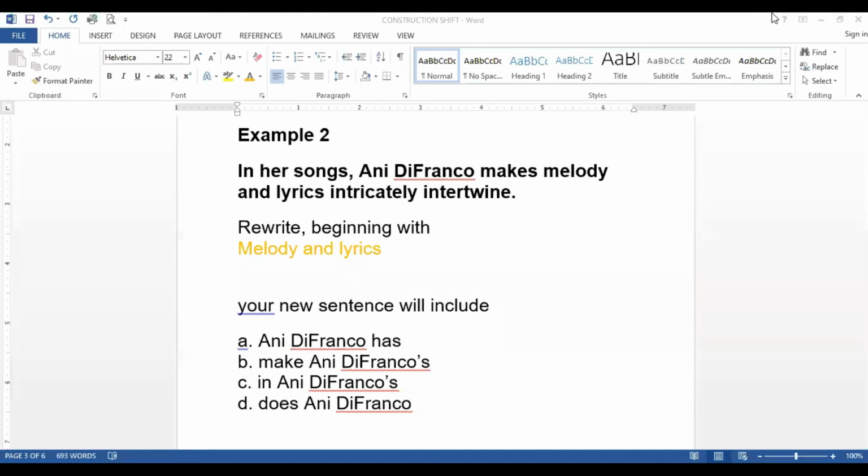Does Annie DiFranco intricately intertwine? Which do you think would be the better option here? I went through all of them. We know B and D, A and D is definitely out. So it's very good. It's C. As soon as you read that, you know it's C, right? Melody and lyrics in Annie DiFranco's, we're talking about her songs, are intricately intertwined, or they're nicely or smoothly put together, right? Very good to everybody who got that correct.